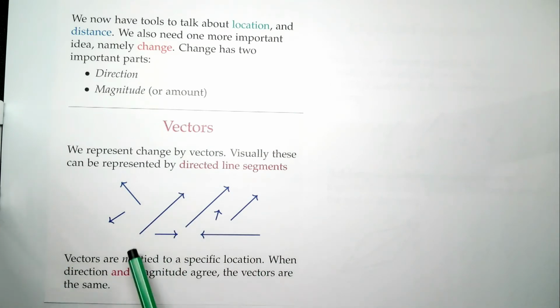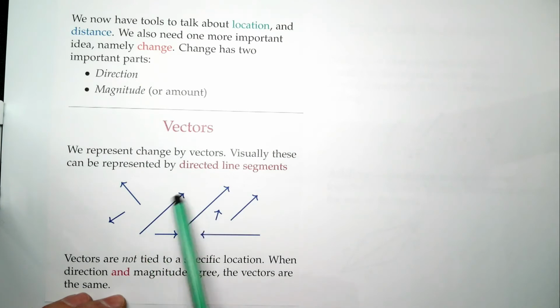So the change is how much happened, the difference between the start and the end. Now, vectors are not tied to a specific location. In other words, if I have a vector, if I pick it up and I move it, it's still the same vector. It's not that the vector says it has to be at this point. No, a vector is movable. A vector is just saying, how do things compare?